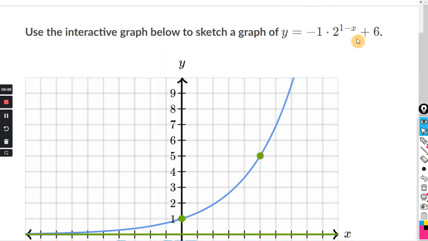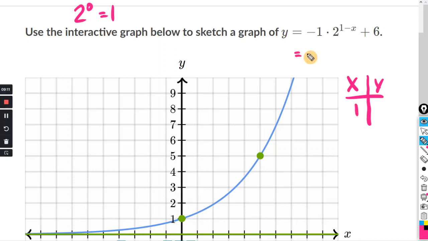All right, last one. We're going to sketch this here. So we'll do the x and y coordinates once again. All right, so the simplest one here would be 2 to the 0. We know that 2 to the 0 is just 1. What would make the exponent 0? Well, that's x equals 1.